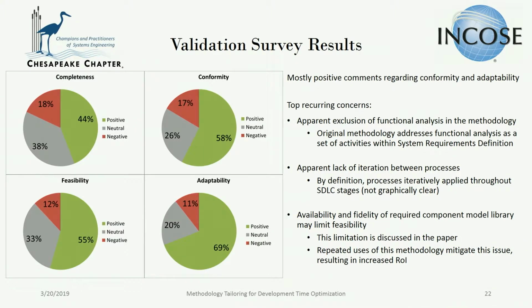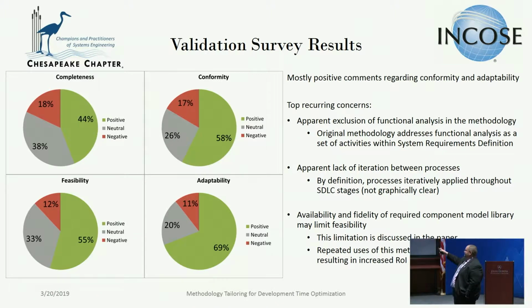So I had 4 categories of questions that I was asking people. They addressed completeness, conformity, feasibility, and adaptability. And there were some very good comments that I discussed in my paper, particularly for conformity and adaptability. People loved it. Everyone was saying, oh, this is great in terms of that. But you can notice maybe that completeness got the worst grades out of everything. It was mostly positive, but still, it's the highest grades for neutral and the highest grades for negative, lowest grade for positive.